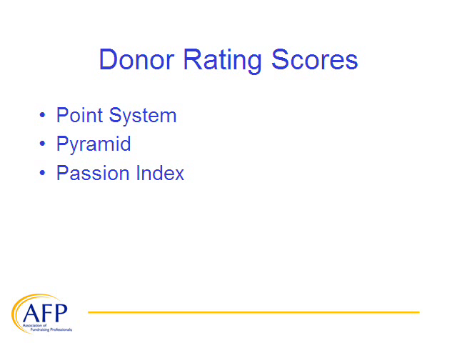There's a pyramid system from John Brown and Associates. They advocate a pyramid system, similar to a point system, but with a multidimensional approach. And then there's a passion index, which is a little bit tougher because it is designed to capture every contact a donor has with your organization. It's 360 enterprise-wide data capture, which is difficult for most organizations.